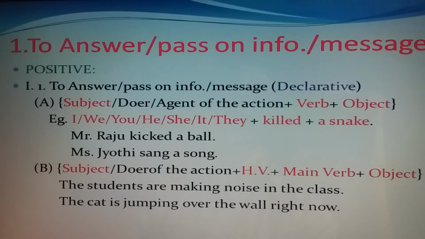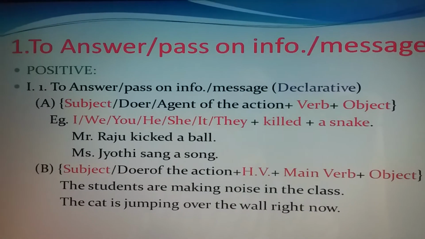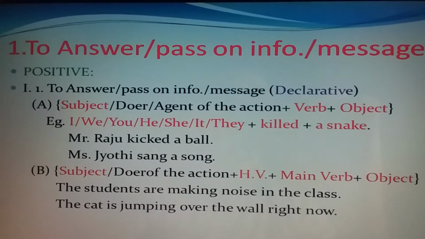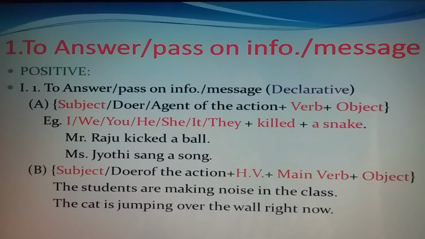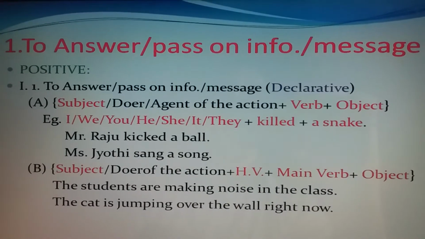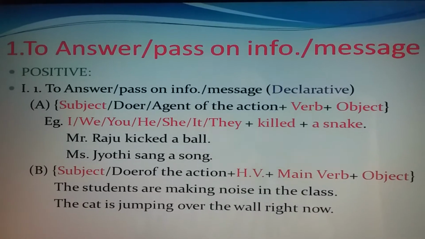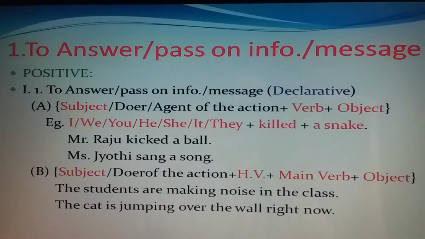This structure is known as subject, verb, and object, which is called a declarative sentence. This declarative sentence is also known as an assertive sentence or affirmative sentence. So this sentence will be used to answer and pass on a message or information. Let us move on to some more examples here.